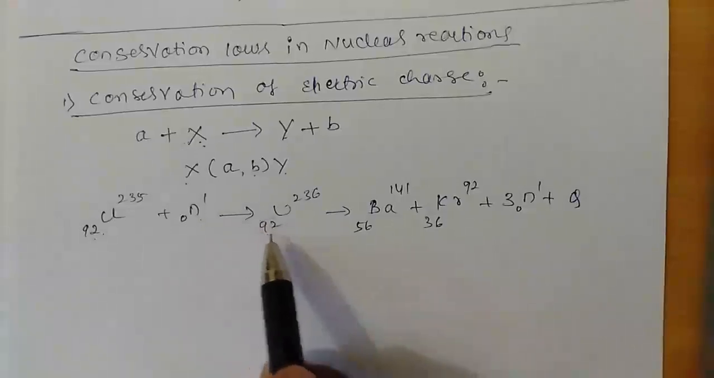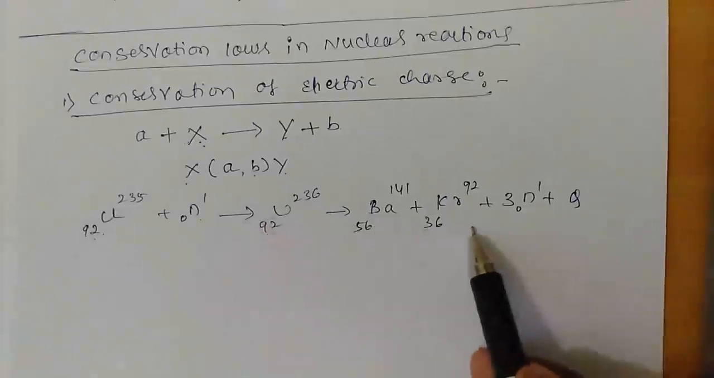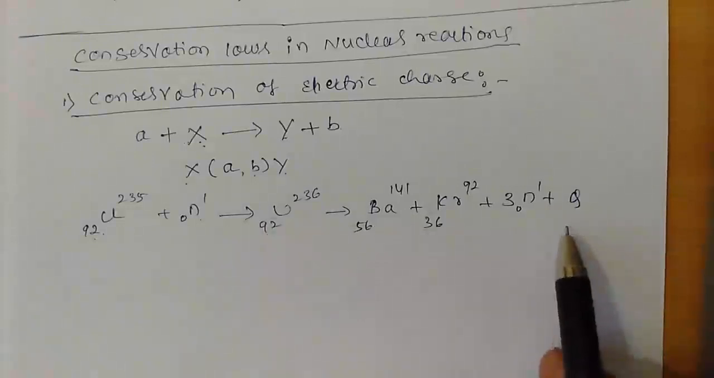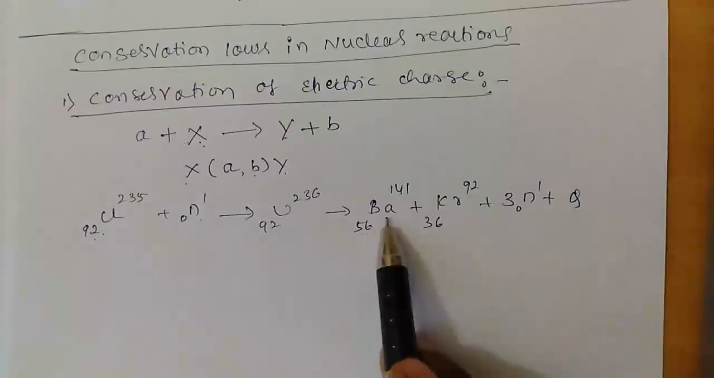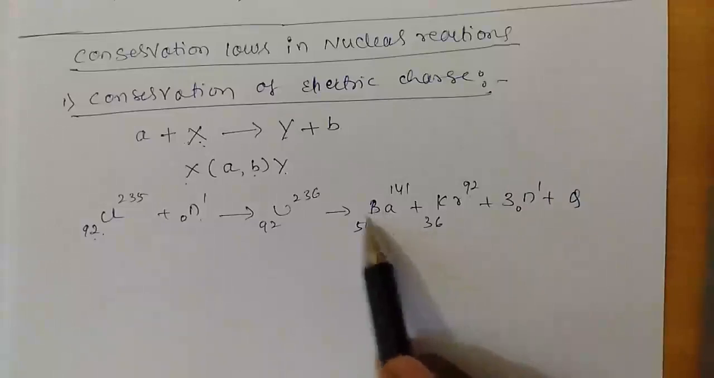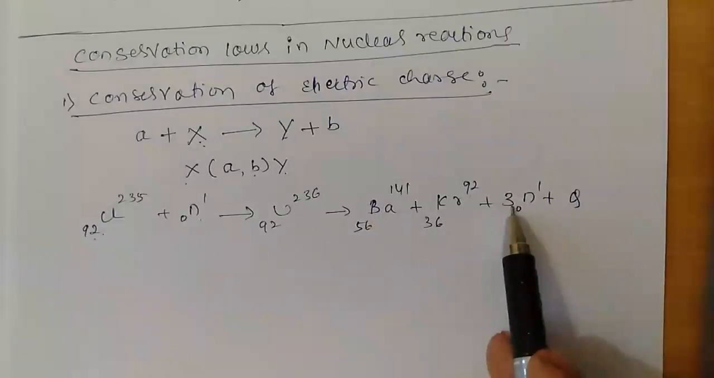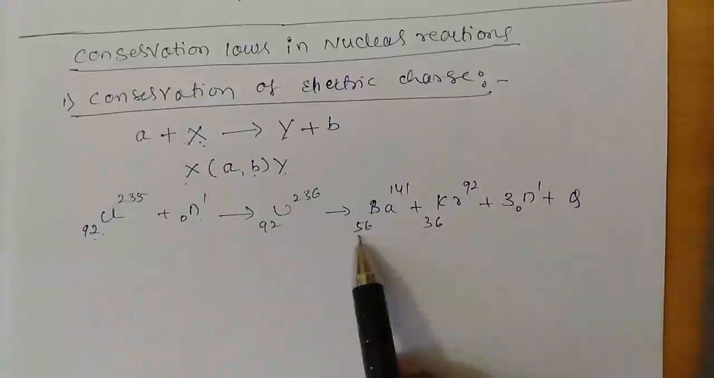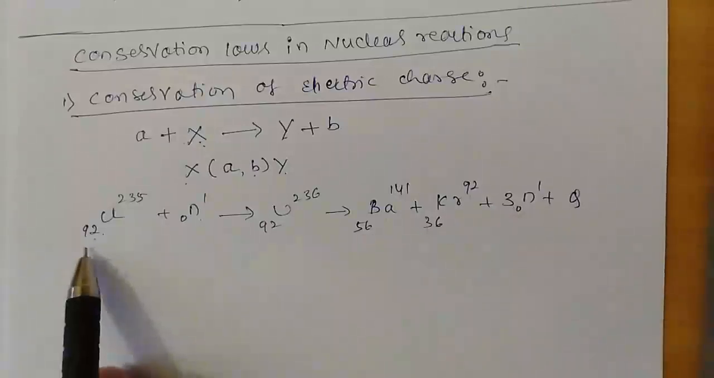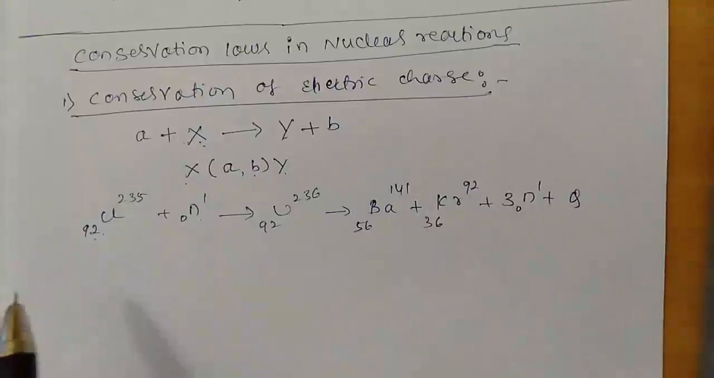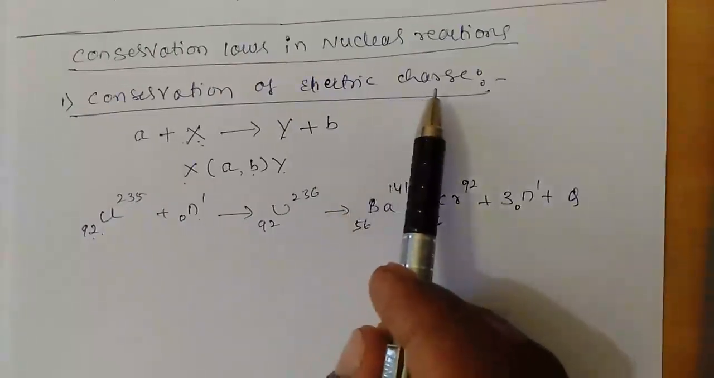Now after the reaction, for the products that are formed, this is the charge present on the barium nucleus, and on krypton we have 36 into E, and we have the 3 neutrons, right? If I add these two, that must be equal to the charge before the reaction. That is the conservation law in any nuclear reaction. The physical quantity we are considering here is nothing but the electric charge.